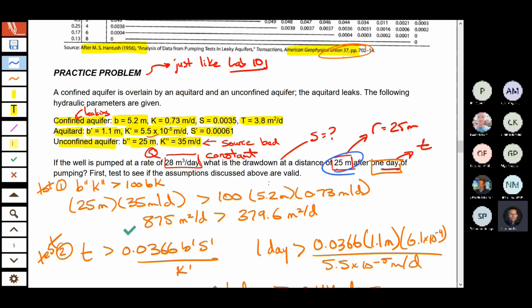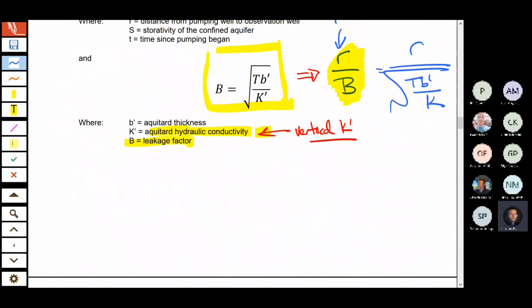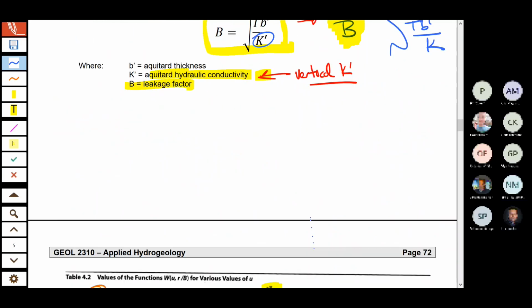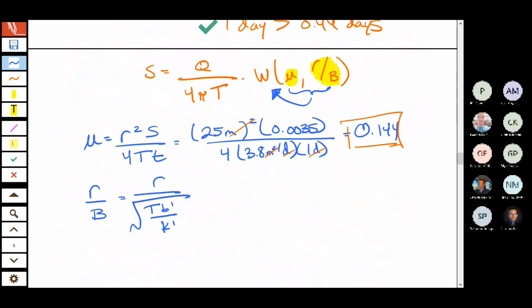Is it K prime or K? I have to look again for myself. I'm sorry, I have to scroll back. It's K prime. K prime, hydraulic conductivity of the aquitard. Okay, so we have all that information as well, right?